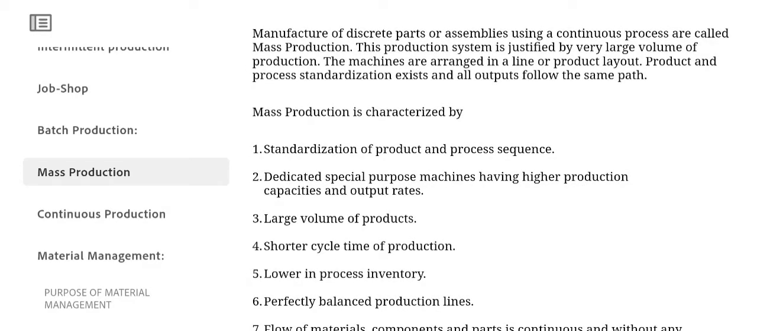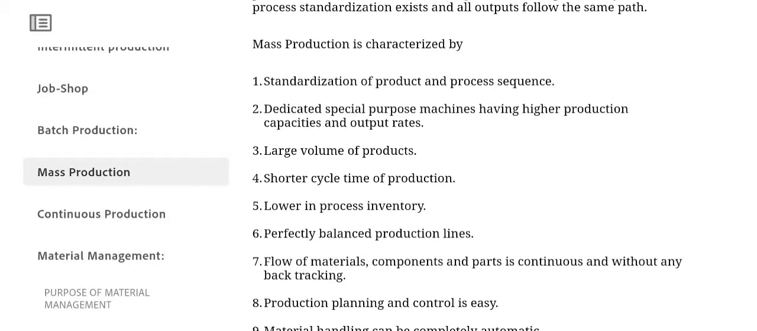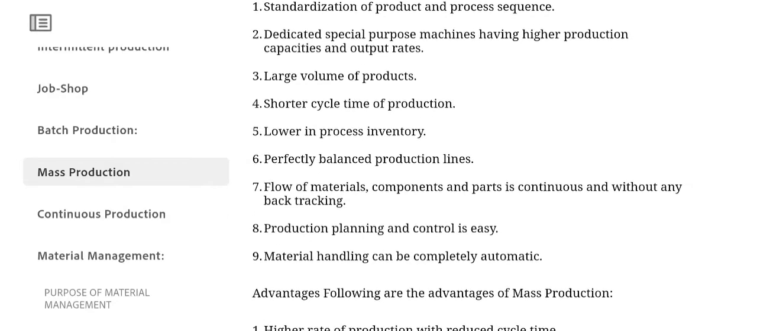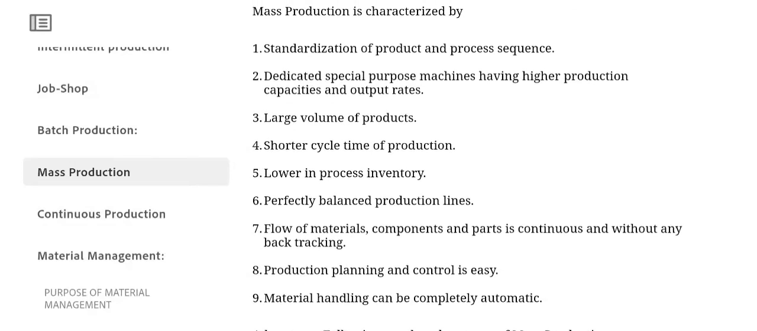After that, dedicated special purpose machines having high production capacities and output rates for larger volume products. Short cycle time for production, lower in-process inventory, perfectly balanced production lines. Flow of materials, components, and parts is continuous and without any backtracking. Production planning and control is easy. Material handling can be completely automatic. These are the characteristics of mass production.